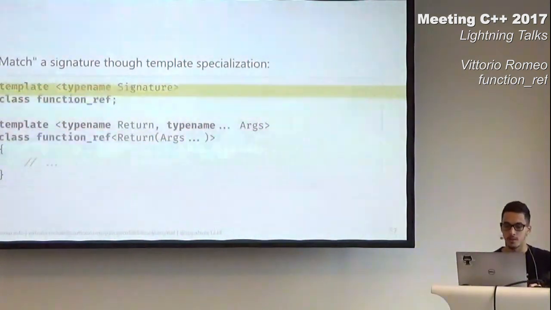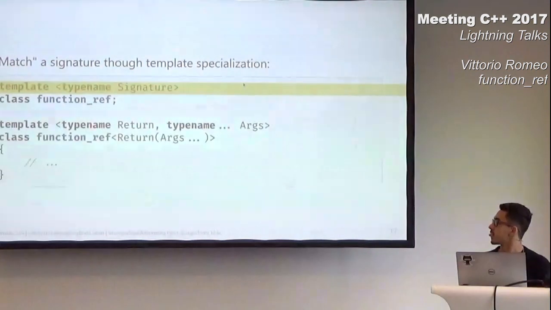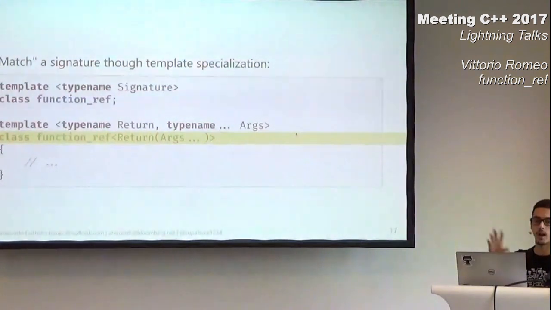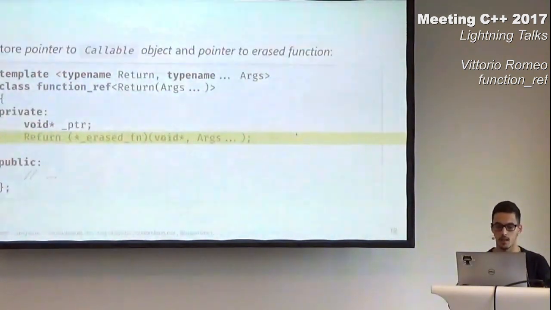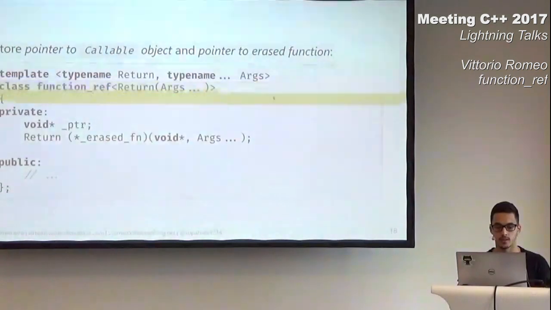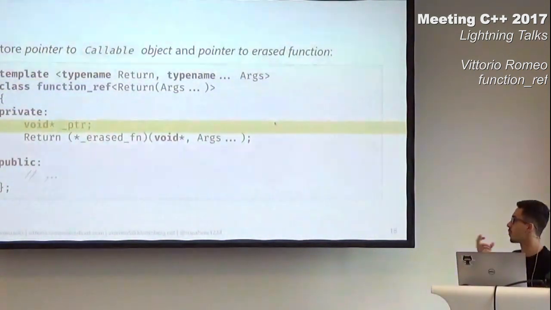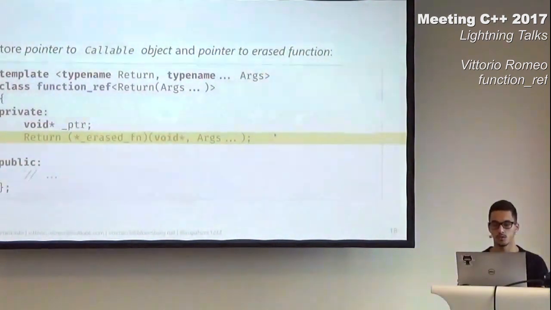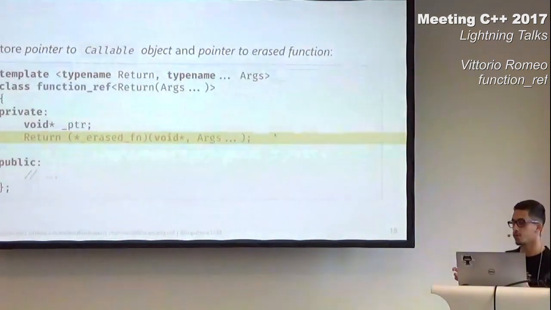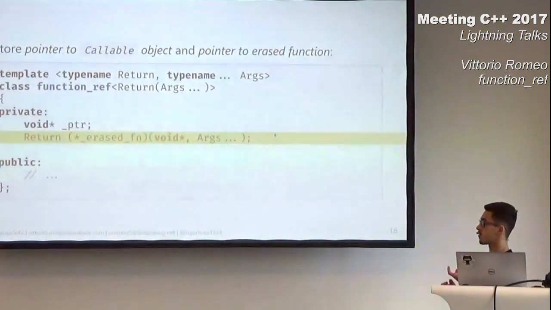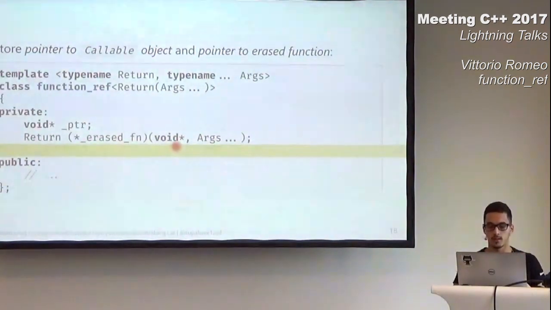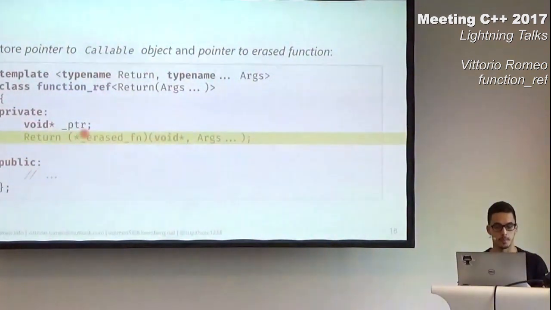OK. So what we do is we have a template class that takes a signature, and then we specialize it in order to extract the return value and the arguments from that signature. Then the implementation is having a pointer to some callable object that's completely erased as void*, and a function pointer to the operator() call of that object, which is erased as a function pointer that takes void* as the first argument and the bunch of arguments that we defined before as the rest. And this void* that you see here is going to be the pointer that we store to the callable.